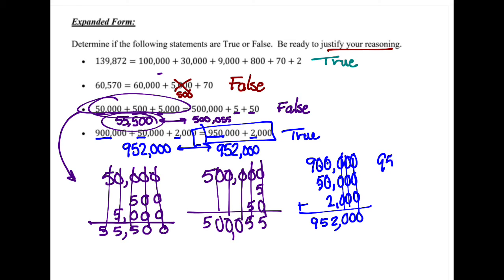So 950,000 and 2,000. So you can see how these line up a lot better that way, can't you? 0 plus 2 is 2. 5 comes down. 9 comes down. And these are the same.